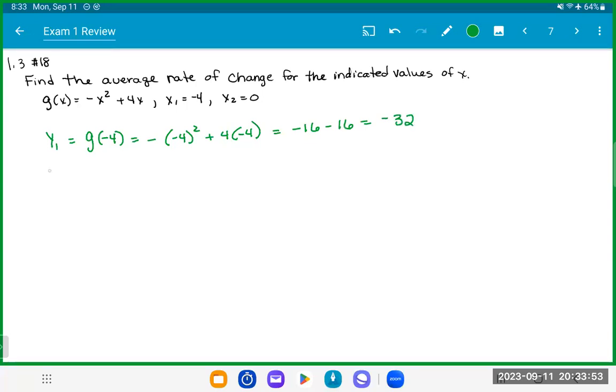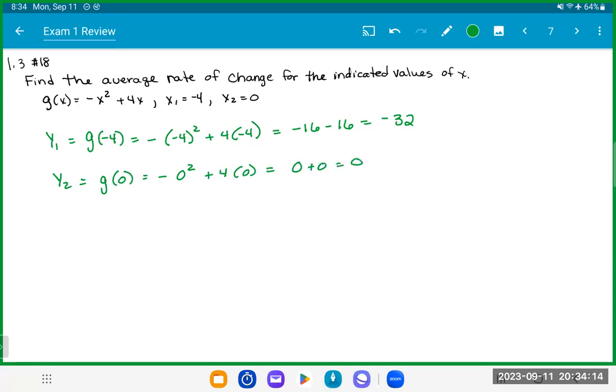Okay. So our y2 value is going to be our g function evaluated at x2, which is 0. So that's negative 0 squared plus 4 times 0. So that is going to be 0. 0 plus 0 is still 0.